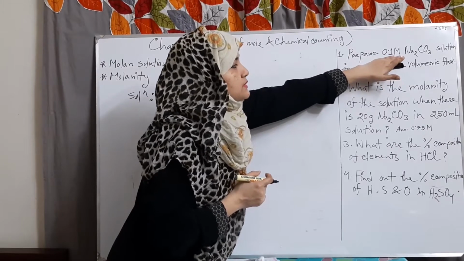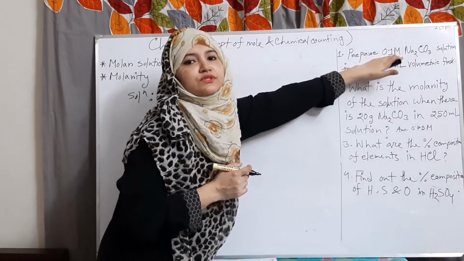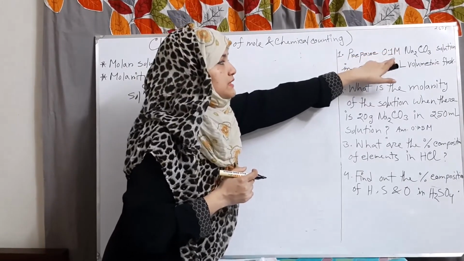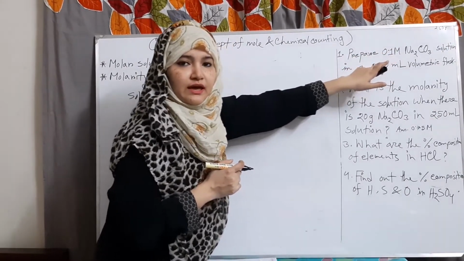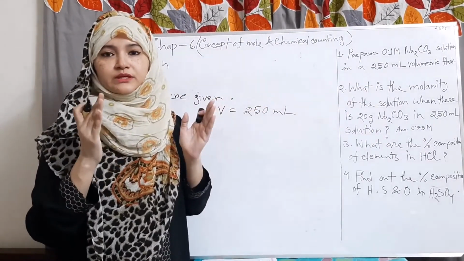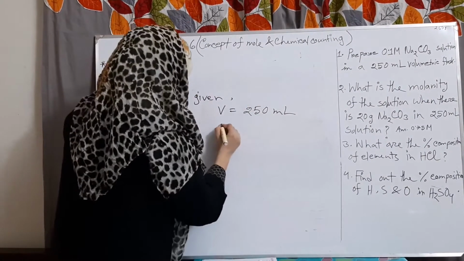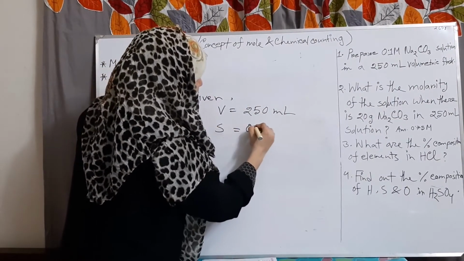Now, molarity is also given. Capital M is the unit of molarity. As a unit, capital M is used for molarity, and as a symbol, capital M is used for molecular mass. You have to be careful about that.